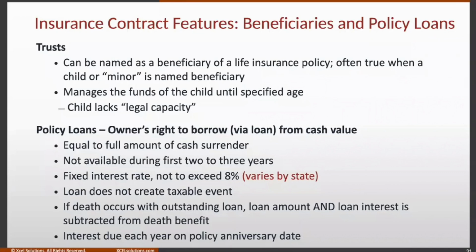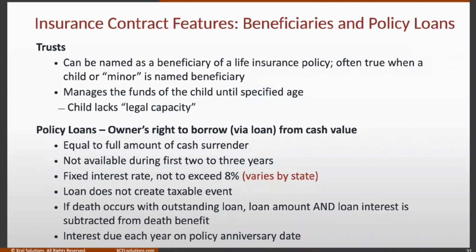The loan does not create a taxable event. It's a borrowing privilege. You will have to be willing to pay interest on the loan for that borrowing privilege, but it does not create a taxable event for the person taking out the loan. If death occurs with an outstanding loan, then the loan amount plus any interest due on that loan will be subtracted from the death benefit upon the insured's death. So death benefit minus the loan, minus the interest due on the loan, that lesser amount will be paid out to the named beneficiaries federal income tax-free.